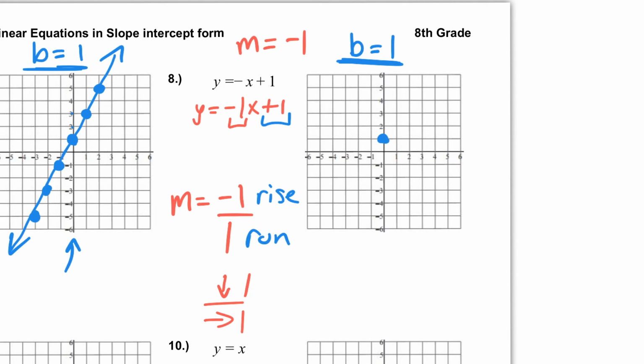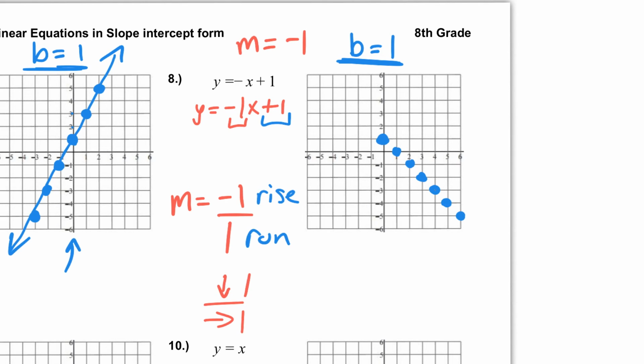So from the first point, from this point that we've already graphed, we are going to go down 1, right 1 to find our next point. So let's go down 1, right 1, and down 1, right 1, and down 1, right 1. And if we continue with that pattern, we get a straight line here.